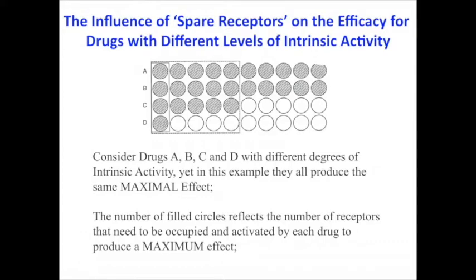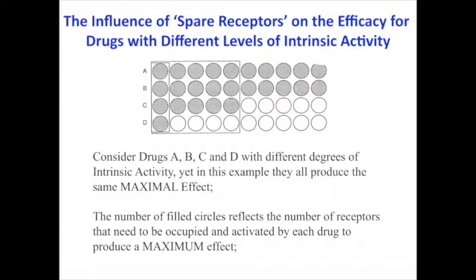So I sort of touched on the spare receptors. This comes back to the spare receptors. Let's consider that we've got 4 drugs, and this is a picture out of Goodman and Gilman. I tried to soften the text a little bit and clarify it a little bit. But let's say drugs A, B, and C all work at the same receptor, A, B, C, and D.